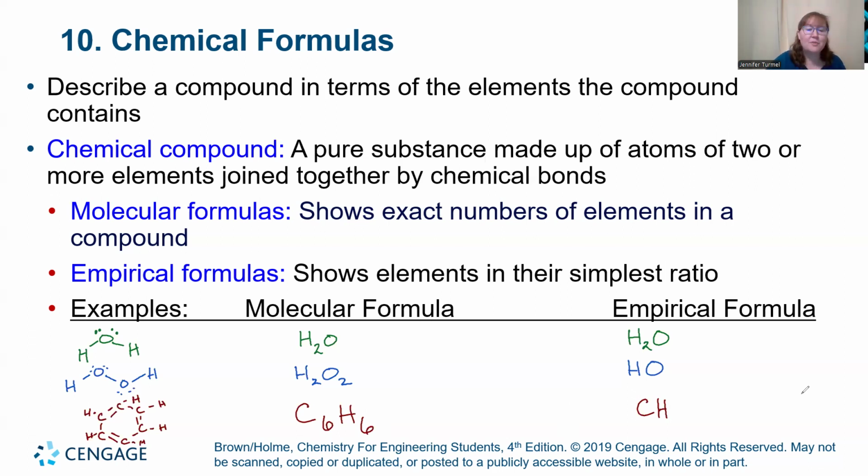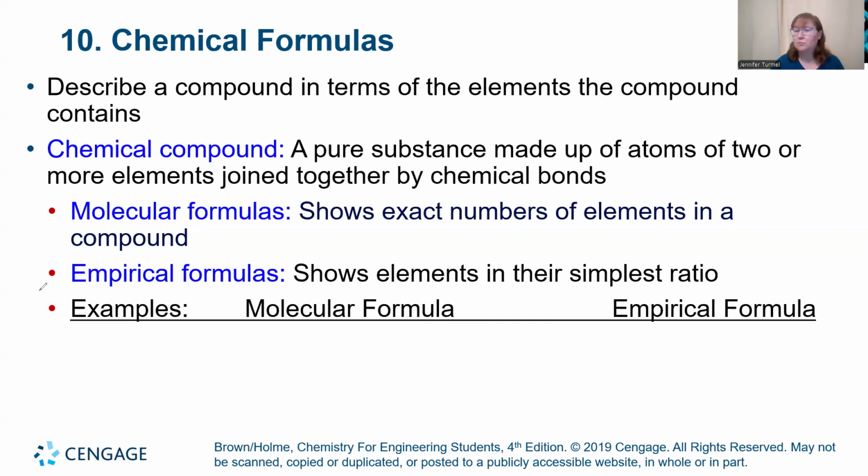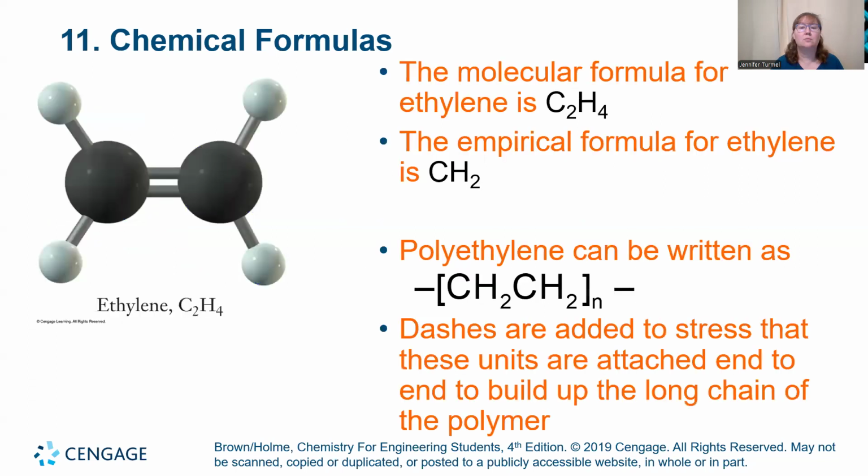So this gives you some ideas here for molecular formulas to empirical formulas. So here what we have is the molecular formula for ethylene, okay? And ethylene is C2H4, and the empirical formula for ethylene is CH2. And polyethylene can be written as (CH2)n.